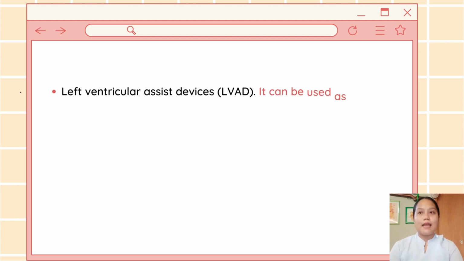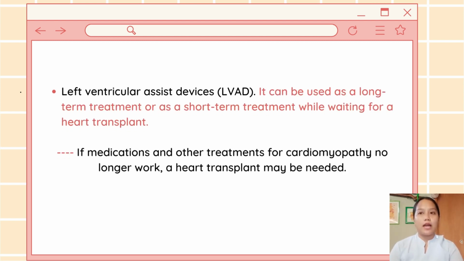Then lastly is the left ventricular assist device or LVAD. So this mechanical device helps a weakened heart pump better. LVAD is usually considered after less invasive approaches are unsuccessful. It can be used as long-term treatment or as short-term treatment while waiting for a heart transplant.